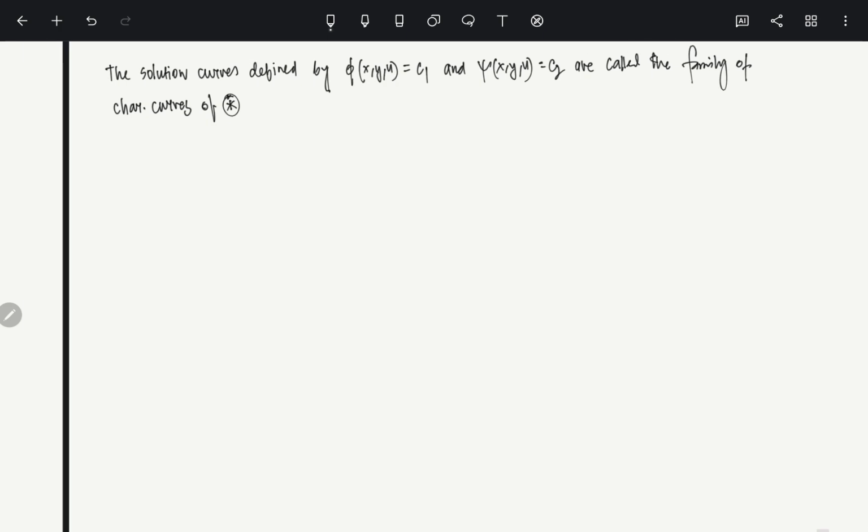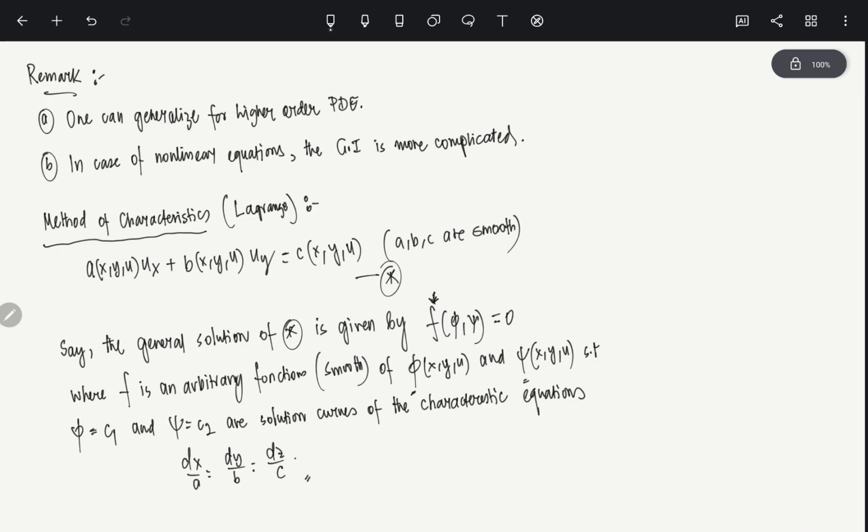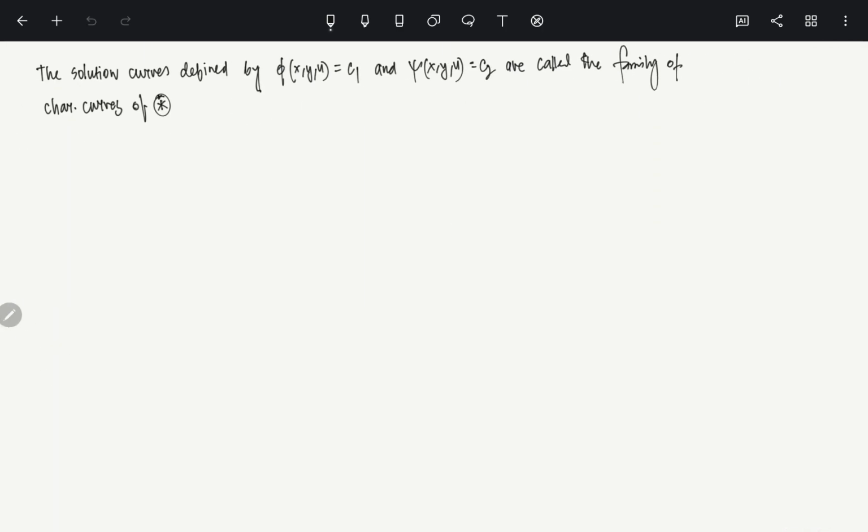And this is the thing. So basically what we have is this. Let me again recall. We have this star, that's the equation we want to solve. Now what we are saying is this: this is the assumption we are making. We are assuming that the general solution will look like a small f, a function of phi and psi. What are phi and psi? Phi and psi are such that those functions will be constants along the solution curve. That's the only property. Okay, so let's look at it. See what is happening is this. This is basically kind of a proof if you think about it. So basically the general solution will always look like this. That's the point.